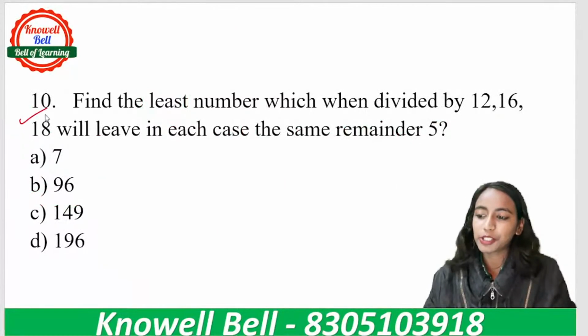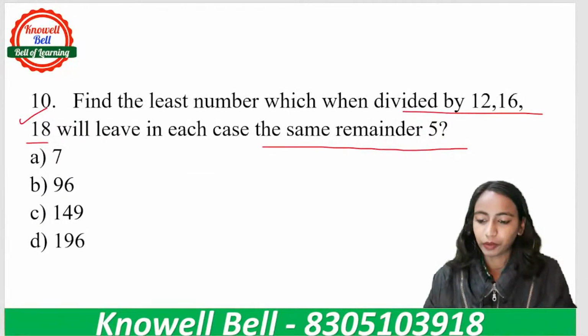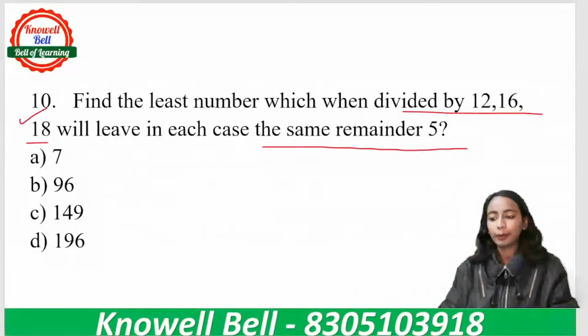Next question, question number 10. Find the least number which when divided by 12, 16, 18 will leave in each case remainder 5. Go ahead, solve it, everyone. We are creating a poll. I'm giving a hint.